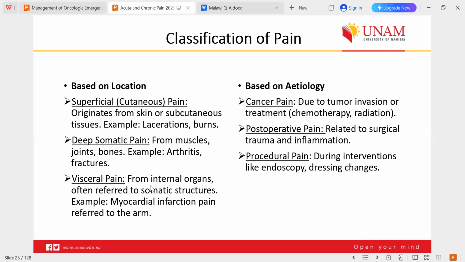Based on etiology, we have cancer pain, as the name suggests, we have post-op pain related to surgery, trauma, and we have procedural pain. Sometimes pain that comes with endoscopy and all those, we sometimes refer to them as post-op, but ideally, they are procedural pain.